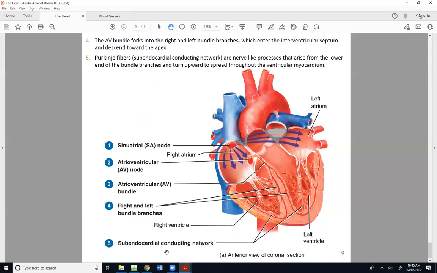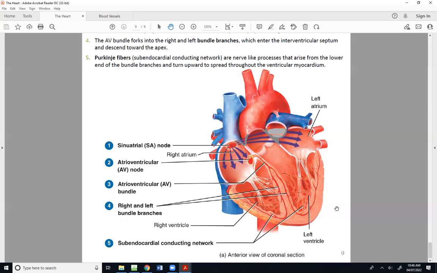This is, I believe, the first time I've seen it this way in this newer version of the textbook, what's described as the subendocardial conducting network. To me, and I would write it down here at the bottom, I want you to know them as Purkinje fibers. I guess I'm just resistant. Instead of having it listed here as 5, I'd put down in parentheses or label it Purkinje fibers. These are what trigger both ventricles to contract at the same time and then eject the blood out of the heart.